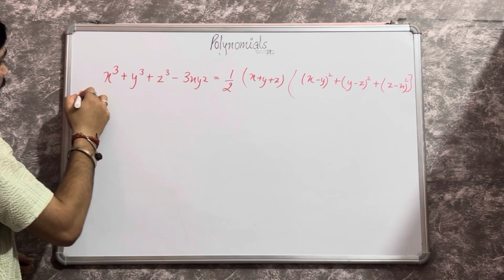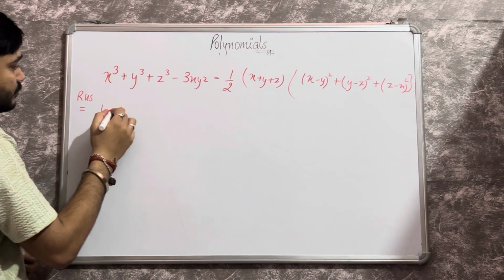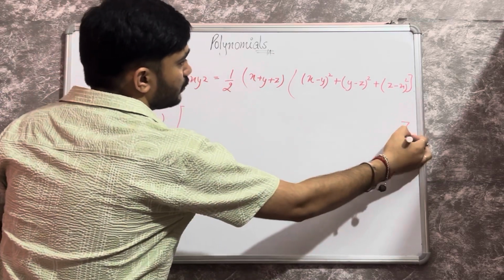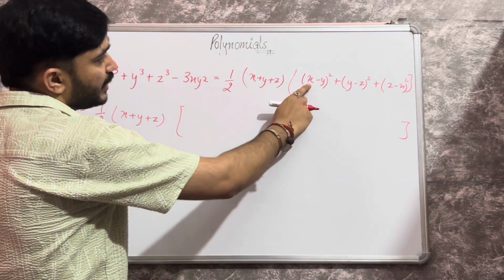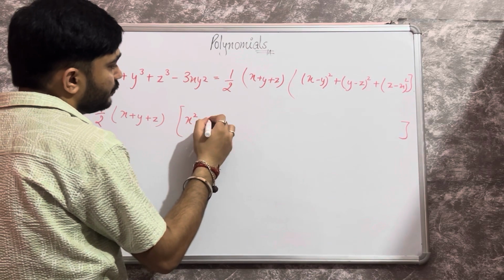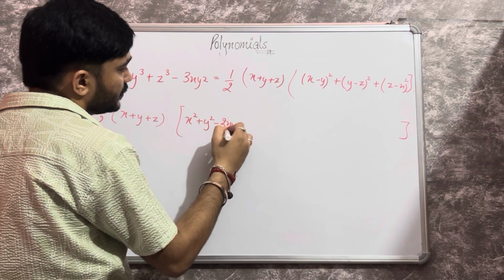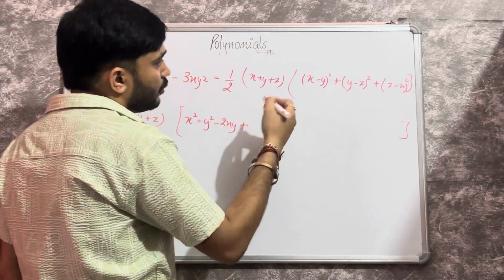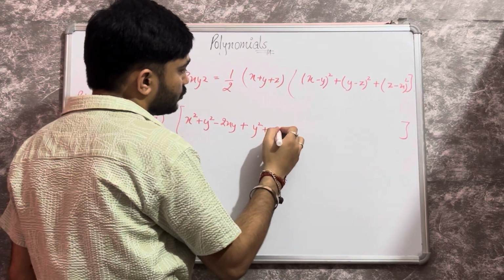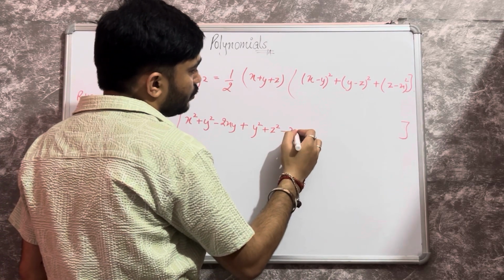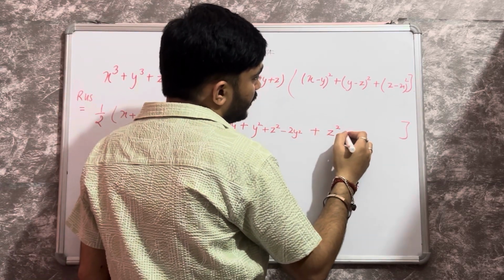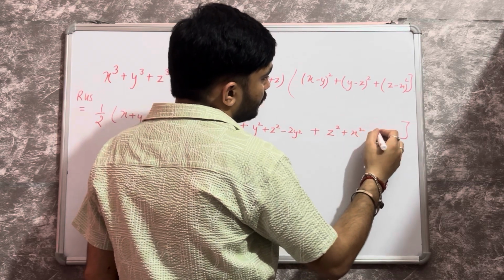So take the right hand side and write it as 1 by 2 x plus y plus z. Now solve the square inside it. Here we are going to apply the property of a minus b square, that is equal to a square plus b square minus 2ab, that is 2xy. Then we apply the property again, that is y square plus z square minus 2yz. Then apply the same property, then we have z square plus x square minus 2xz.